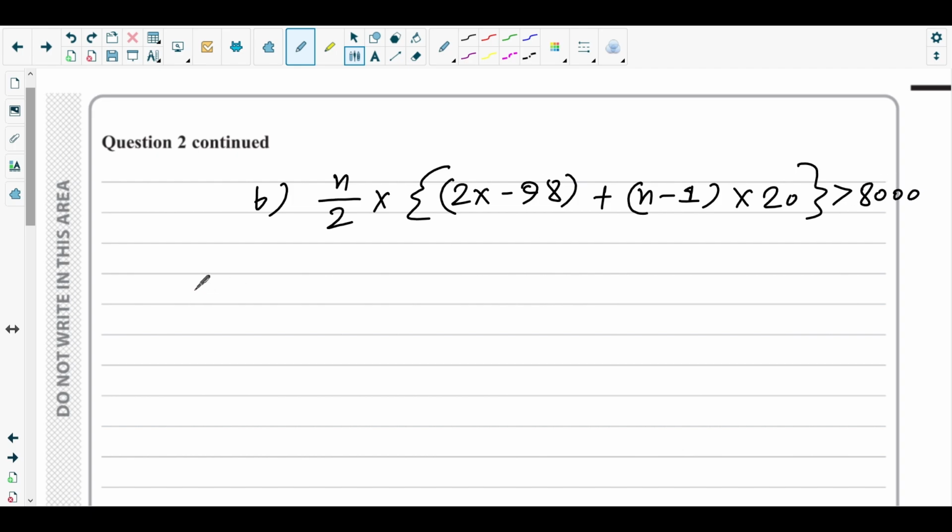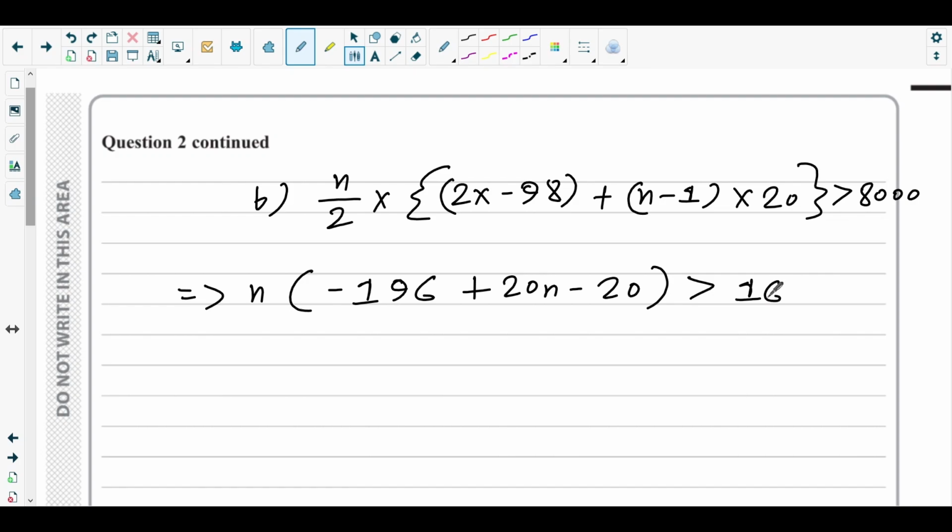So this should be greater than 8000. Okay, so let's multiply both sides by 2. So n times twice of negative 98, it is basically negative 196. Okay, negative 196 plus 20n minus 20, it is greater than 16,000. We have multiplied both sides by 2.